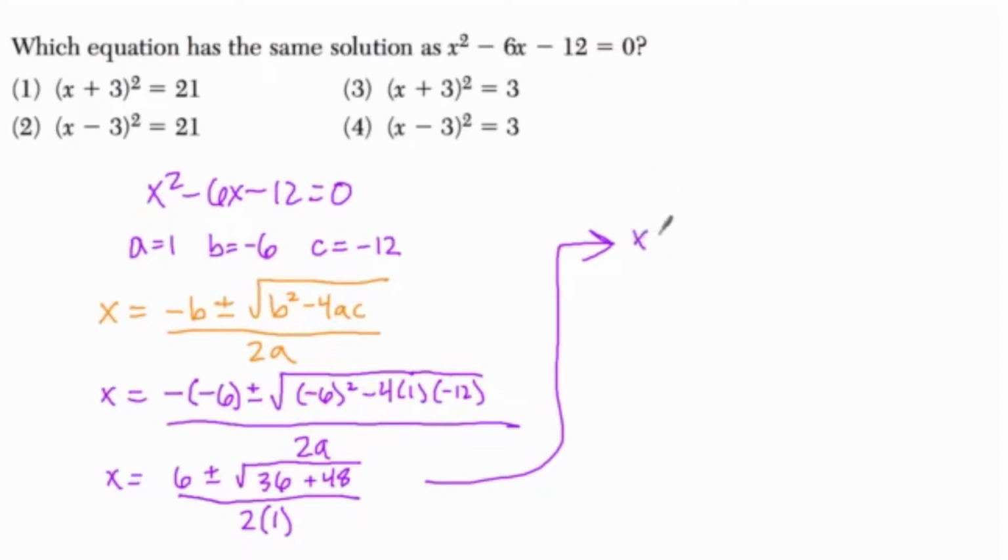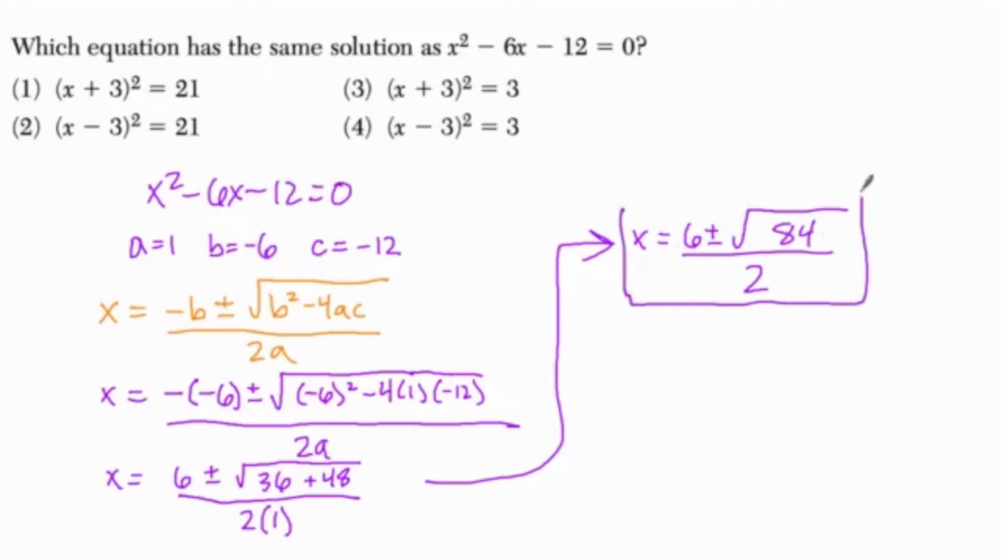So we have x is equal to 6 plus or minus the square root of 36 plus 48, which is 84, divided by 2 times 1, which is 2. And we can stop there for now. We may have to simplify this further or do something with our calculator, but this is our solution. So this is the solution, or the solutions. We have two solutions here because it's 6 plus square root of 84 over 2 and 6 minus square root of 84 over 2. So we have two solutions to this quadratic equation.